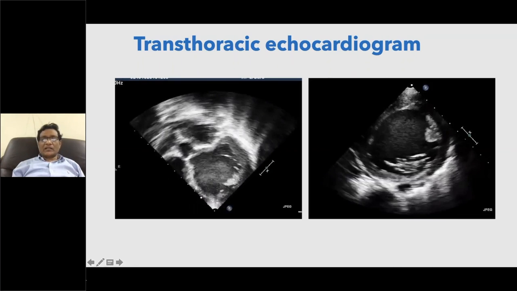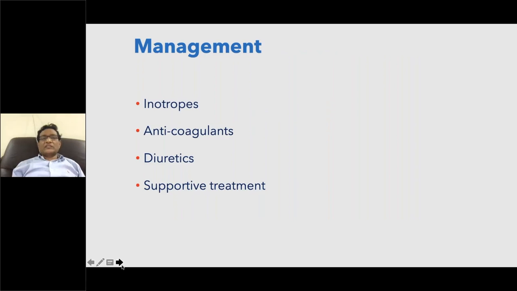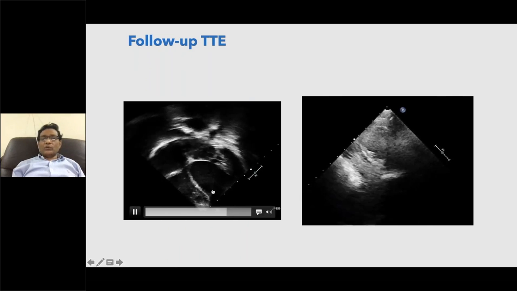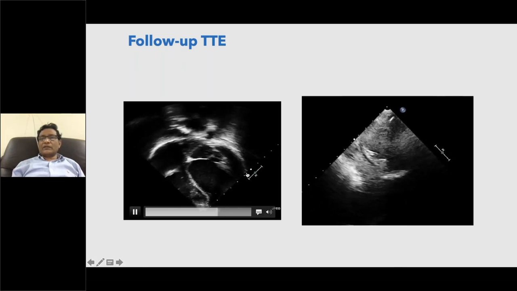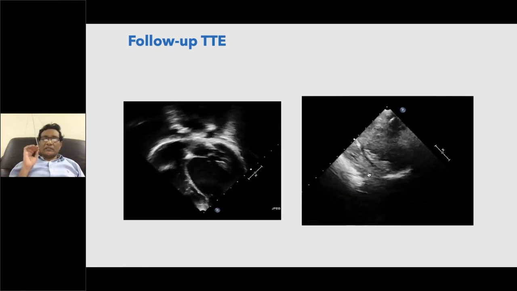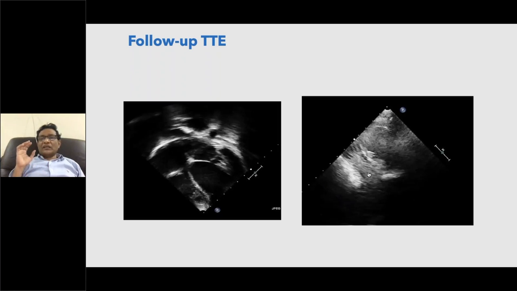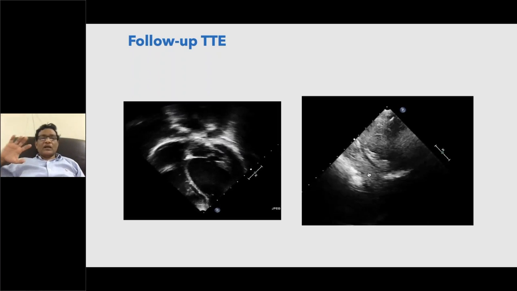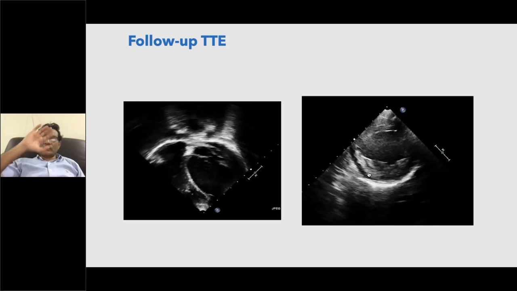So that is important. This patient was treated with inotropes, diuretics, anticoagulants, and other supportive management. Please see this. Now the thrombus has totally disappeared and ventricular function has totally improved. So please don't go with the impression that in all myocarditis the prognosis is poor and they develop dilated cardiomyopathy. It is totally wrong.